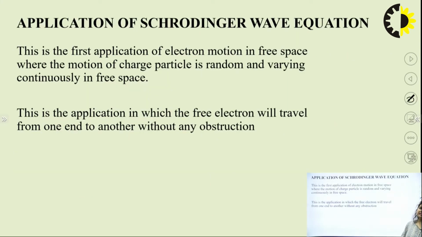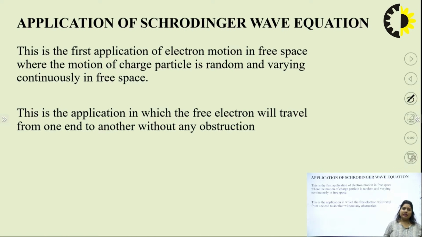So there are various applications of the Schrodinger wave equation. This is the first application of the Schrodinger wave equation, that is the electron motion in free space. Normally the electron is bounded in the lattice. It has some forces, like the internal forces and the external forces.